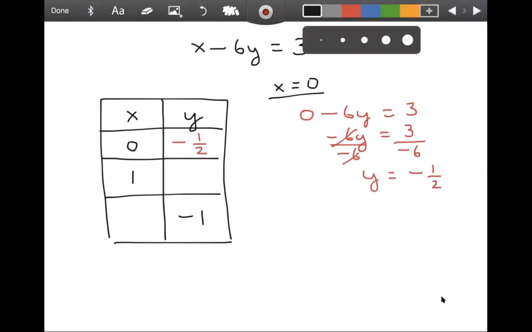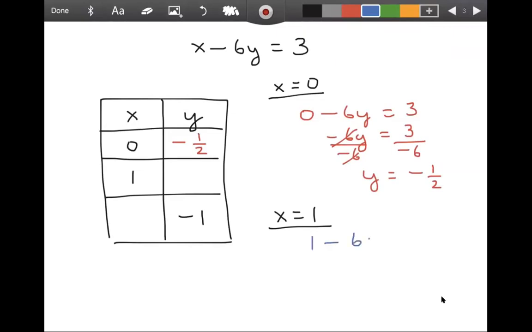Next, we have x equals 1. So we'll do the same kind of thing. This time it's 1 minus 6y equals 3. So this time I have to start by subtracting 1 on both sides, which gives me negative 6y equals 2. Dividing both sides by negative 6, you get y equals negative 2/6, which simplifies to negative 1/3.